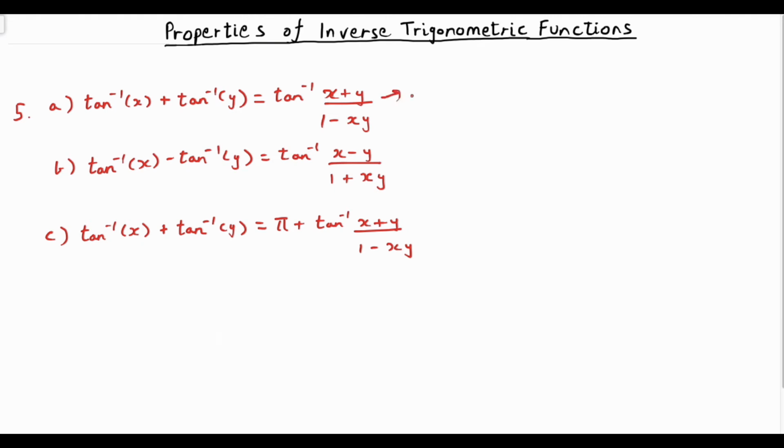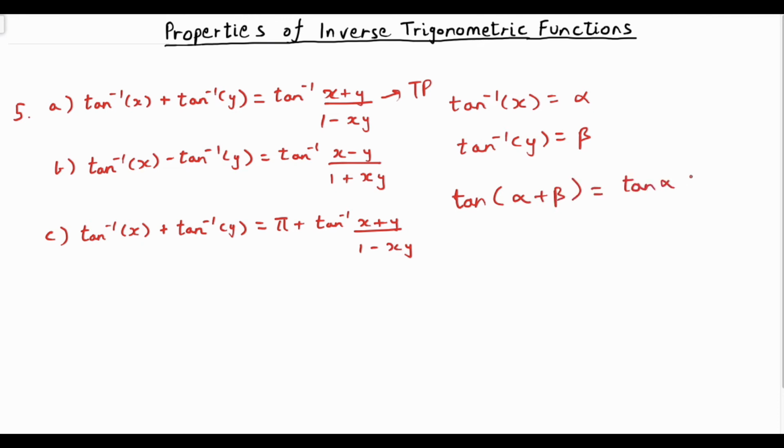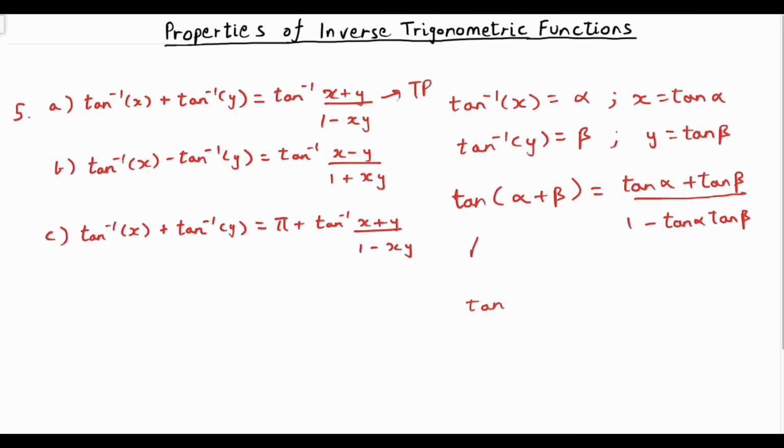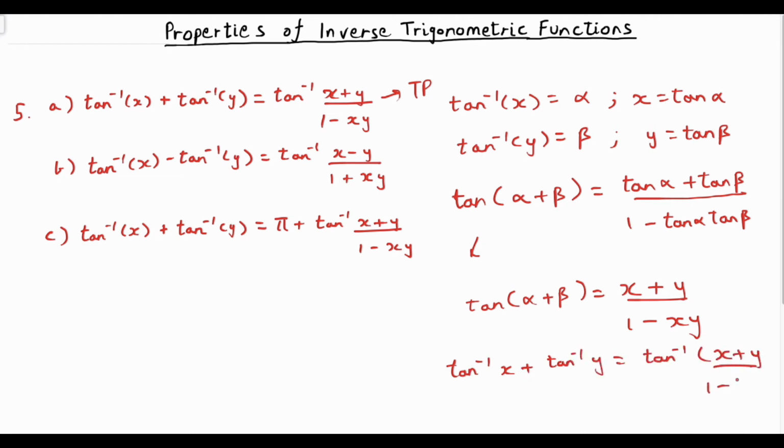To prove the first one, assume that tan inverse x is equal to alpha and tan inverse y is equal to beta. So if I write the formula for tan of alpha plus beta, which is tan alpha plus tan beta upon 1 minus tan alpha tan beta. Here we can write x as tan alpha and y as tan beta. So I can write this statement as tan of alpha plus beta is equal to x plus y upon 1 minus xy. If I take the inverse on both sides and write alpha as tan inverse x, tan inverse x plus tan inverse y is equal to tan inverse of x plus y upon 1 minus xy.